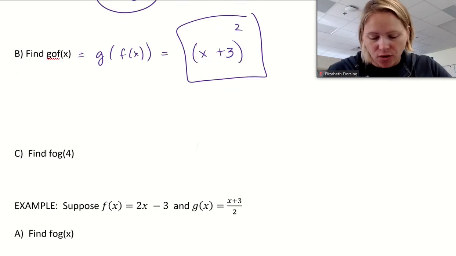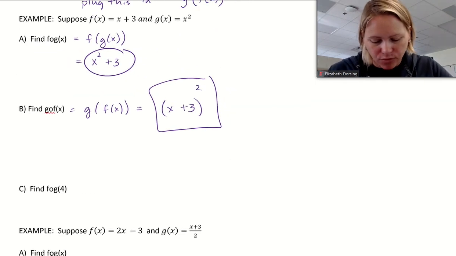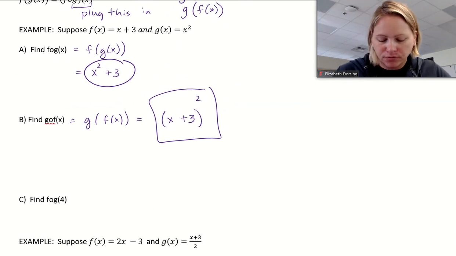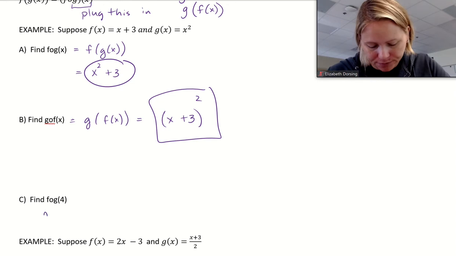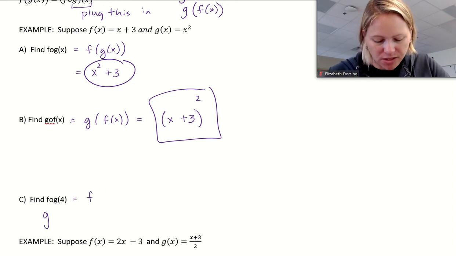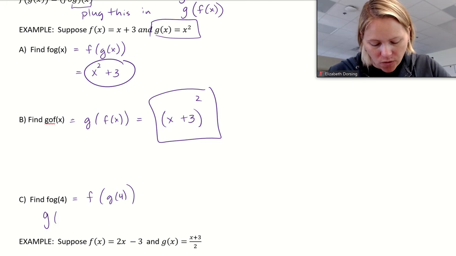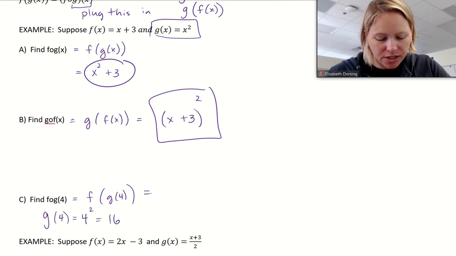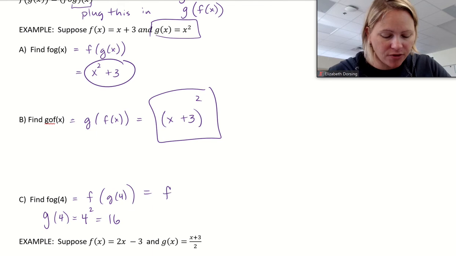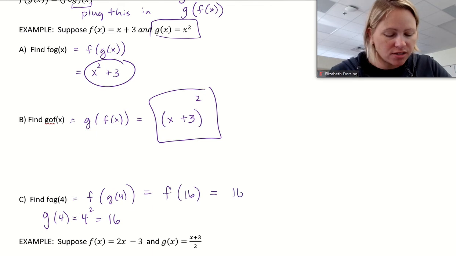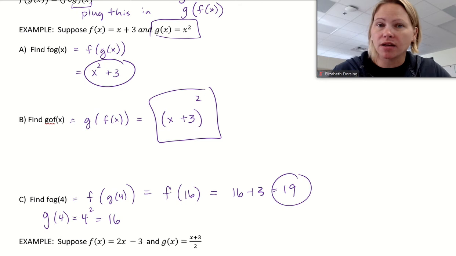F of g of 4. Now, there's two ways that I could approach this particular question. I could find g of 4. Because remember, this just means f of g of 4. I have the g of x equation up here. G of 4 is just 4 squared. So really, this is asking me to find f of 16. Well, f of 16 is just 16 plus 3, or 19. So there's one way that I could go about it.